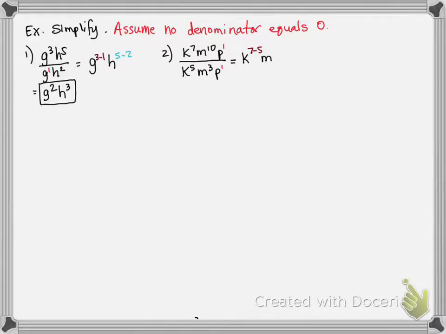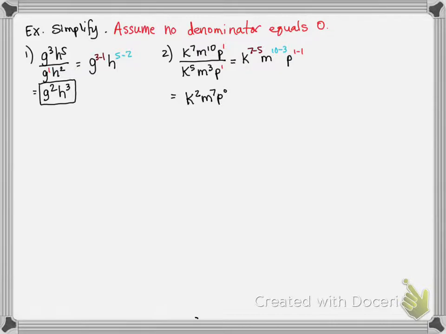And we're going to do 10, take away 3, top take away bottom. And then the p's, we're going to do 1 take away 1. Okay, so that's what I'm doing in my head. And what I end up with is k squared m to the 7th p to the 0.